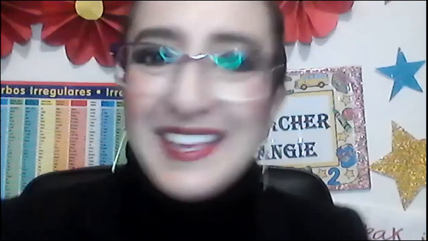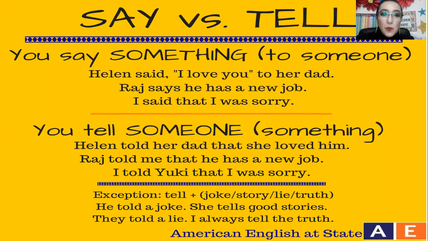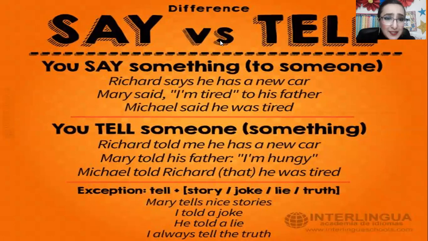What do you think till this moment? Easy or difficult? No, I know that you can do it. Well, here you have more examples. The difference between say and tell. You say something to someone. You tell someone something, okay? Richard says he has a new car. Mary said, I'm tired, to his father. Michael said he was tired. You tell someone something. Richard told me he has a new car. Mary told his father, I'm hungry. Michael told Richard that he was tired.